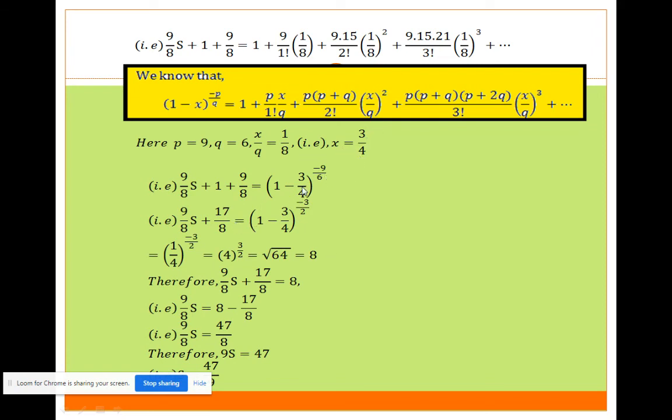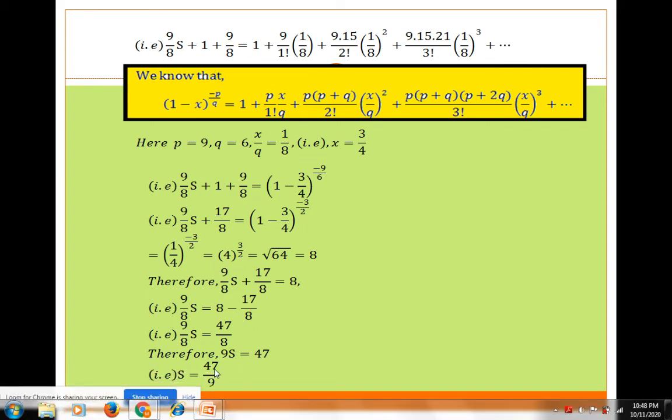So just put the values in the formula. In the RHS, just put in the formula here. In the LHS already we have 9 by 8 s, plus 1 plus 9 by 8. So take the LCM, simplify this. RHS also simplified. So finally we are getting the answer: s is equal to 47 by 9.